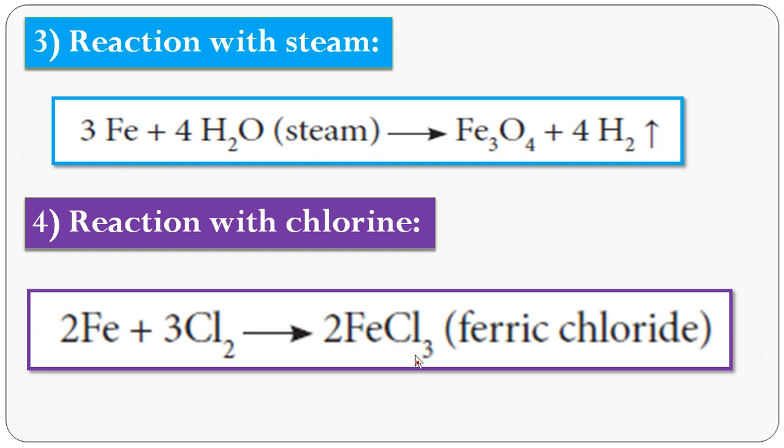Now balance it. Here 3Cl, so here I put 2. So 2 3s are 6, so here I put 3, 3 2s are 6. Now balanced. Iron 2Fe, so here you have to put 2Fe. This is the reaction with chlorine.